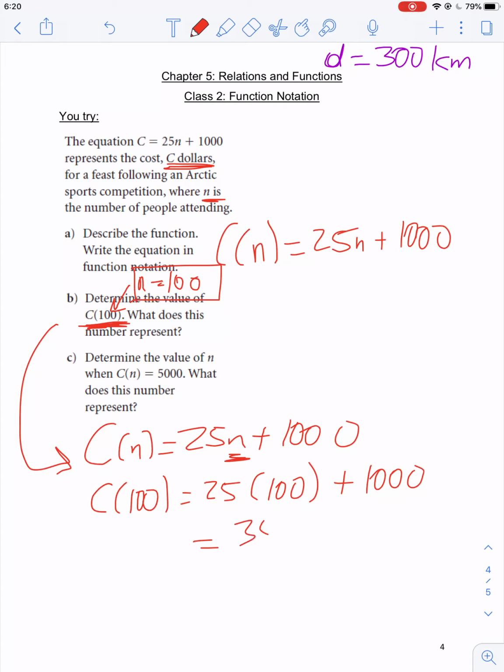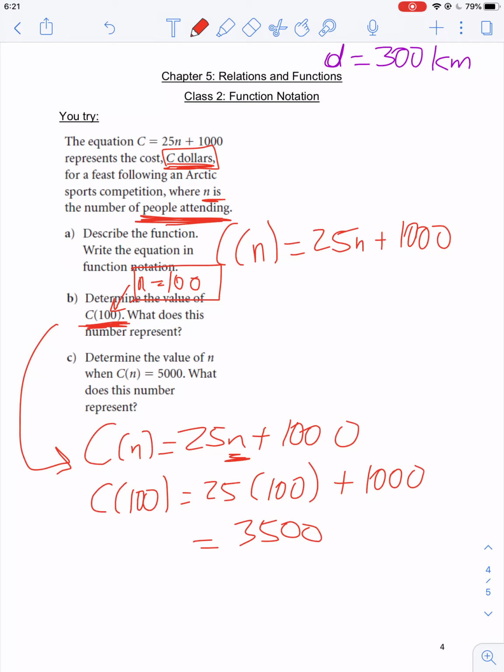So 3,500. This tells me that when there are 100 people attending, the total cost for the food, I guess, for a feast, will be $3,500. Again, you could put the units if you want because it says dollars. I'm not going to be super picky.